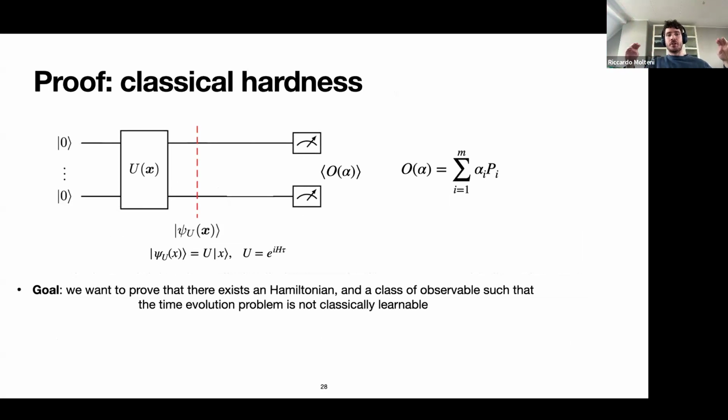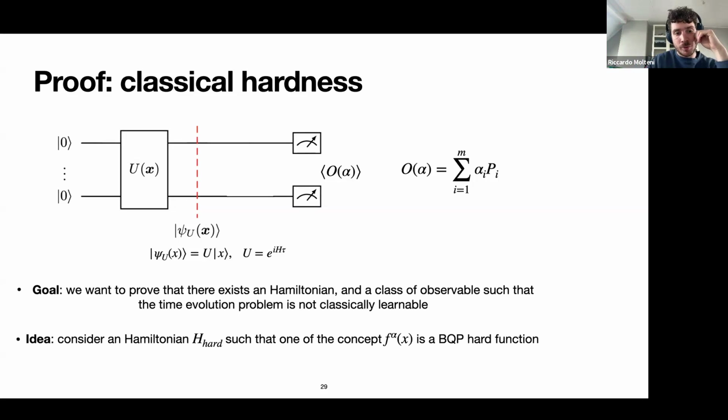So let's start with classical hardness. Goal: what we want to prove? We want to prove that there exists a local Hamiltonian and a class of observables such that the time evolution problem is not classically learnable, so that we cannot learn this observable on average with respect to the input distribution over X.